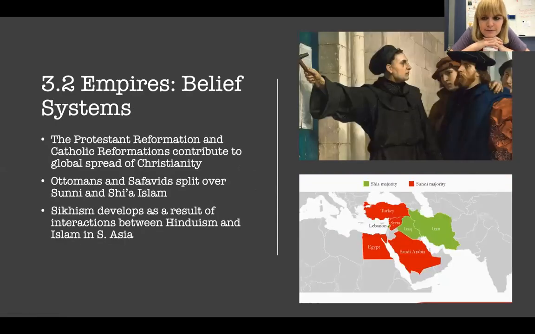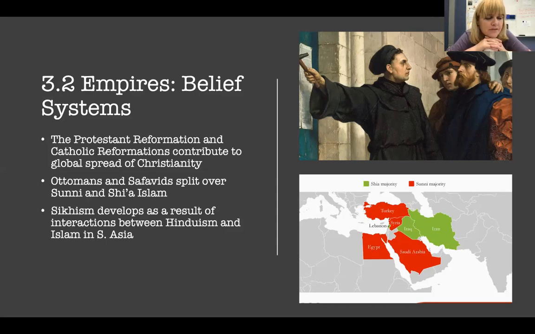The belief systems. So we've already talked about how mostly the gunpowder empires are ruled by Muslims. The Mughal Empire is a Muslim empire. The Safavids, the Ottomans, Muslim empires. The Qing is traditional Chinese. But other empires and their belief systems during this time also include Christianity.